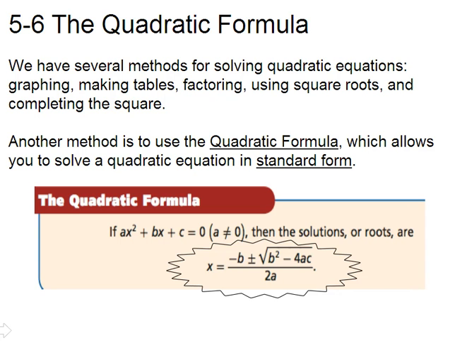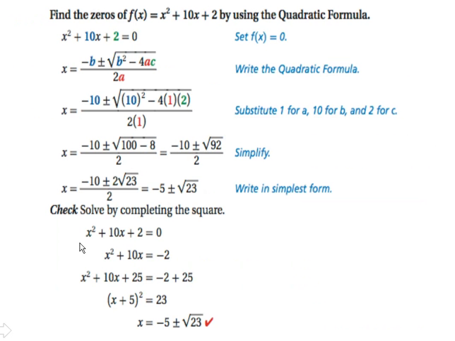The key here is that we make sure that we have the quadratic equation in standard form. Here you can see the quadratic equation ax squared plus bx plus c. This is in standard form, and the solutions or the roots are right here. This is the quadratic formula: x equals minus b plus or minus the square root of b squared minus 4ac, all over 2a. That's a formula that you want to make sure that you write down and that you understand how to use.